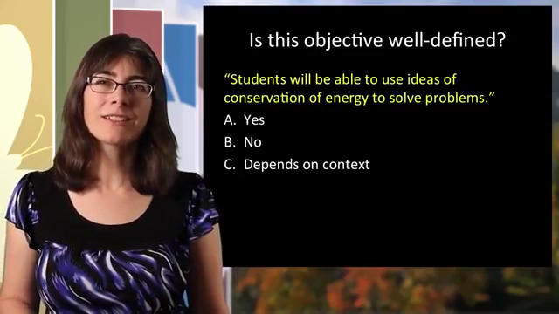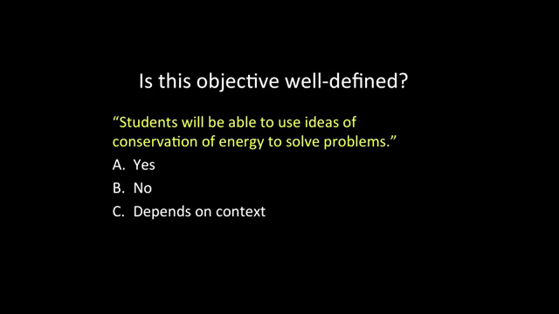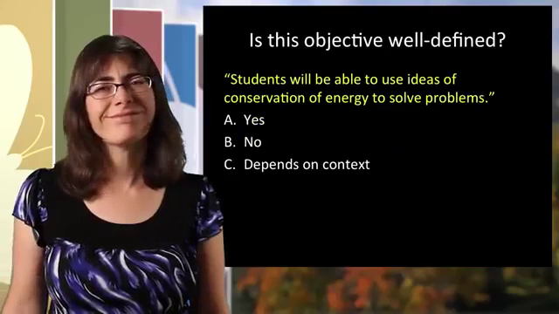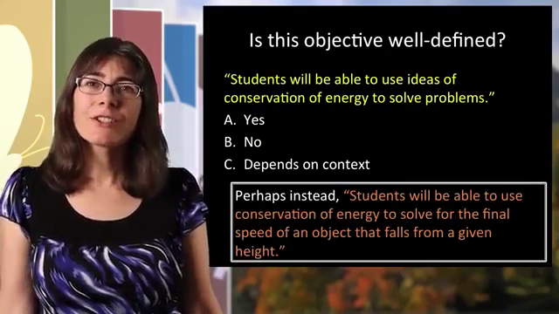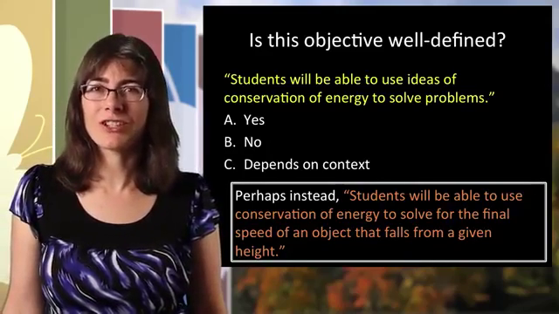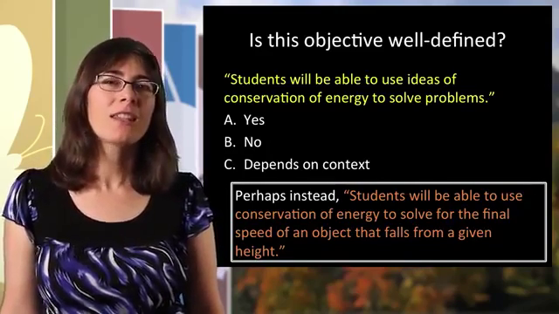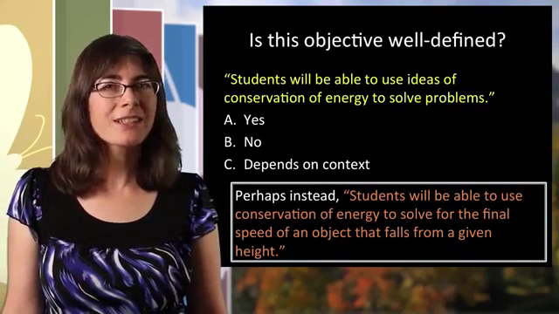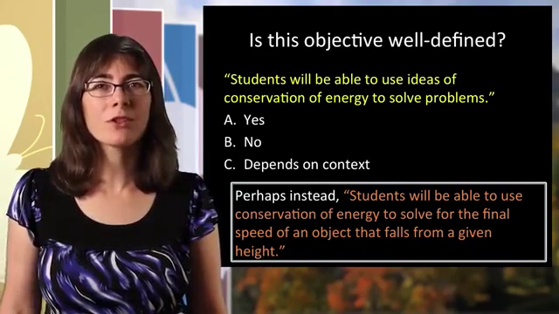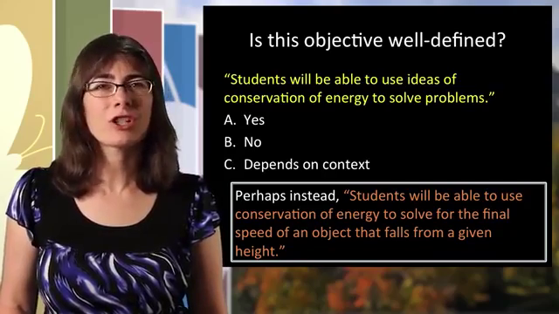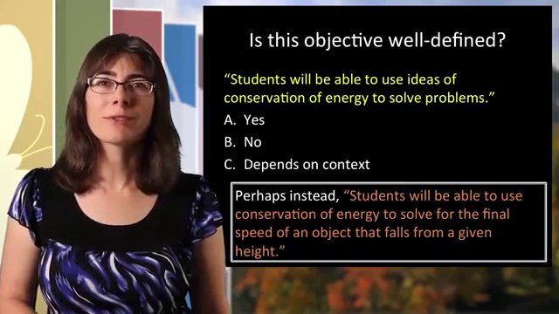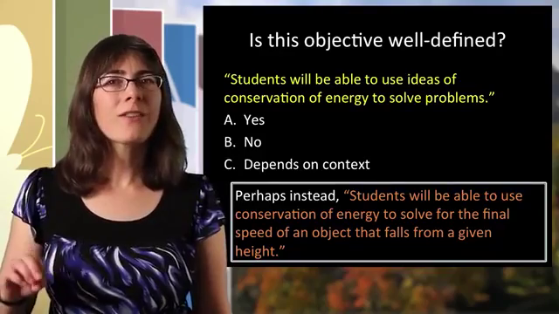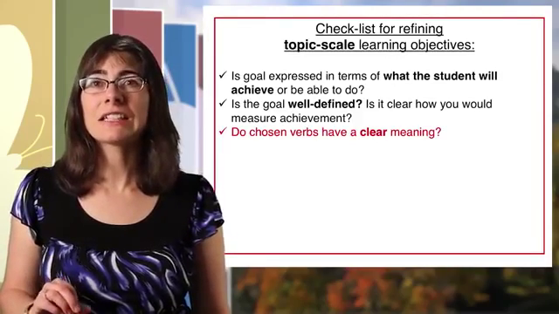So let's look back at that objective that I wrote before. Is this well defined? Not really. Maybe instead, students will be able to use conservation of energy to solve for the final speed of an object that falls from a given height. That makes a little bit clearer just what I expect them to do with conservation of energy, rather than just generally solve problems. Another thing is that you want the verbs that you use to have a clear meaning.